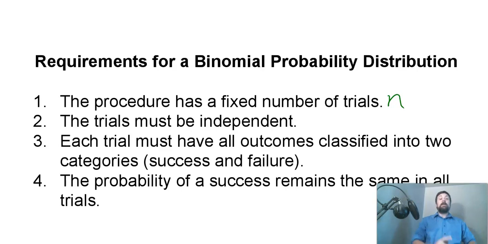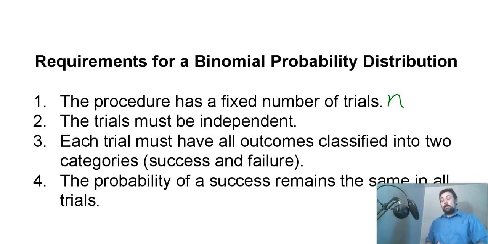It has to be independent, and we have to make sure the success doesn't change as you go from trial to trial. So again, flipping coins is a good example. The probability of getting tails stays the same from the first coin flip to the 10th one, right? It's going to be 1/2 every single time.